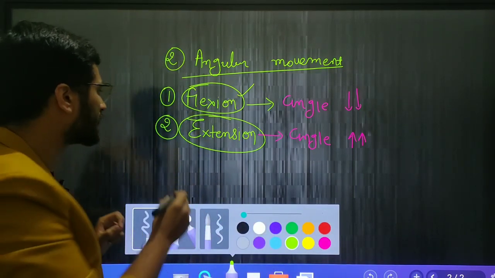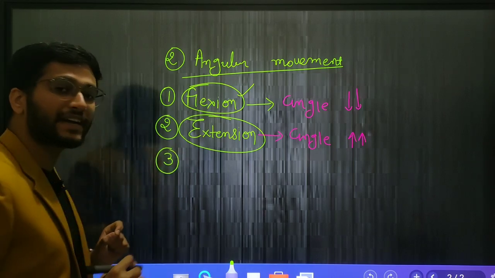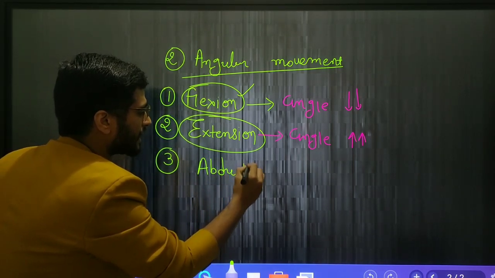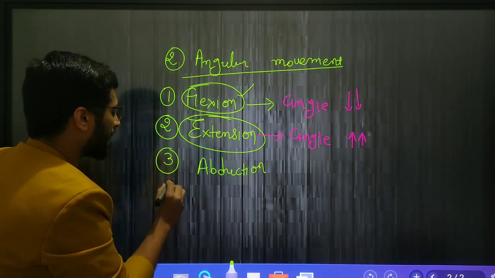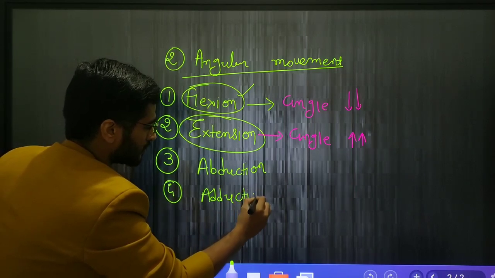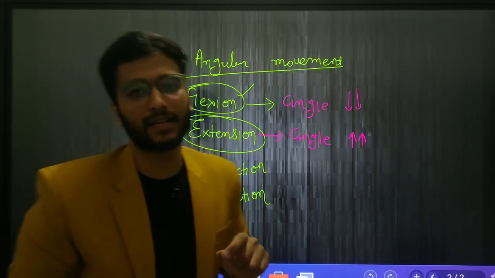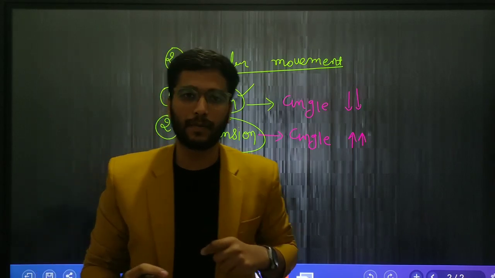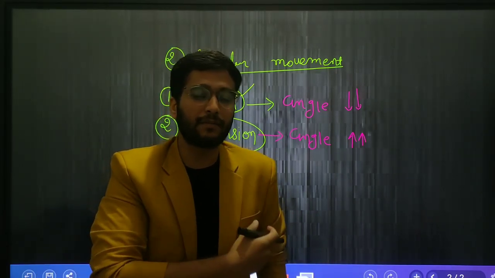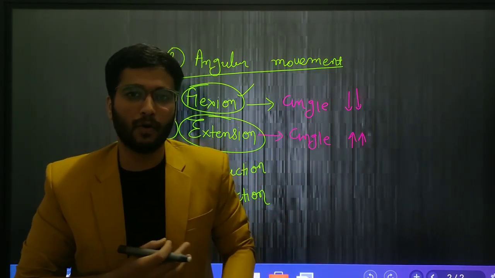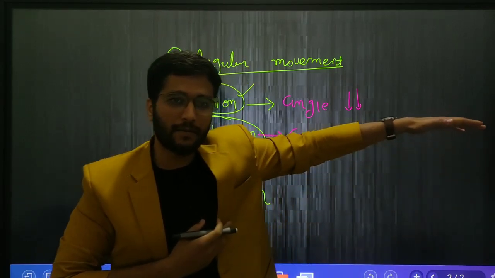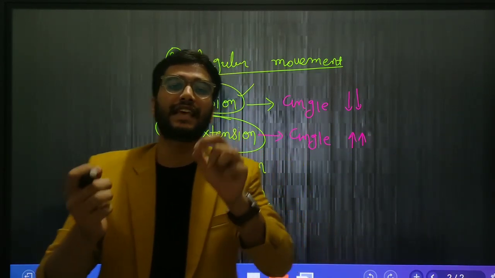Let us see the third terminology, which is abduction, and related to abduction is adduction. We already learned the midline and the median plane. A movement that takes a limb, a digit or any part of the body away from the midline or away from the median plane is known as abduction.